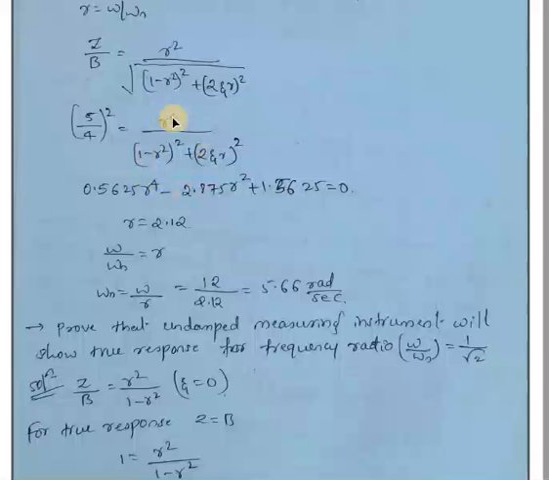Solve this equation for R, so that you will get R as 2.12, where this R is omega by omega n. From this you will get omega n as omega by R, which is equal to 12 divided by 2.12, that is 5.66 radian per second.